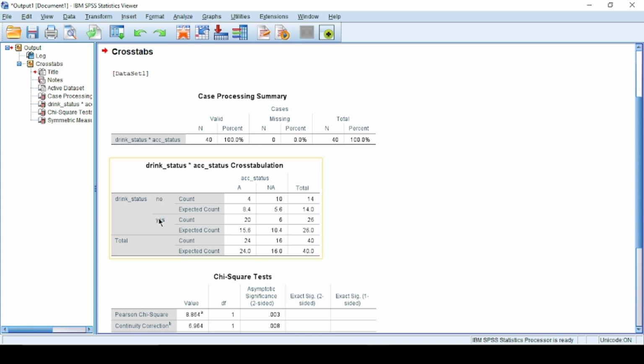Then drink status: the persons who have drunk alcohol and met with an accident, there are a total of 20 people here. And the persons who have drunk alcohol and could safely reach home and not met with an accident, the total is 6. So these are observed values, and the expected values for the same could be 15.6 for the persons who have drunk and met with an accident and 10.4 for the persons who have drunk and not met with an accident.